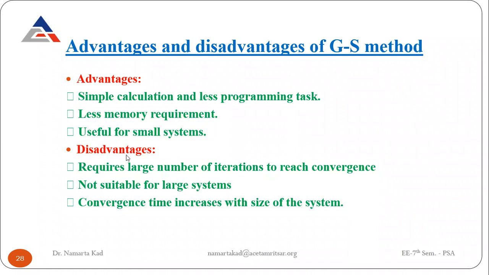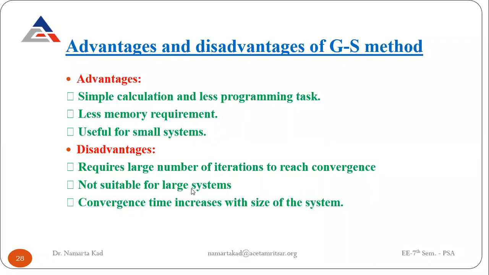And the disadvantages are that it requires a large number of iterations to reach convergence. Convergence is not attained so easily in the case of the Gauss-Seidel method. So a large number of iterations are required if we have to deal practically with any power system circuit. It is not suitable for large systems. The calculations become very tough.